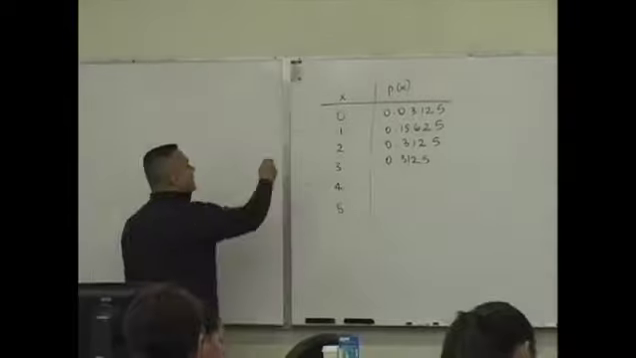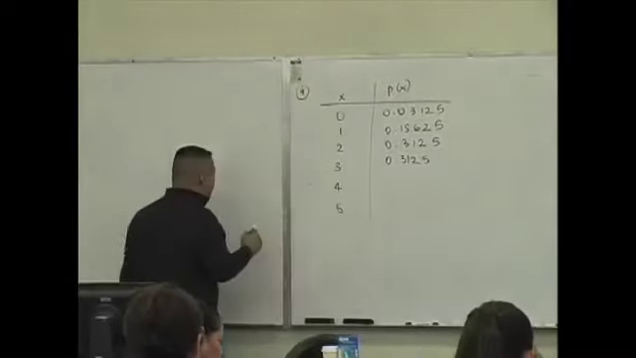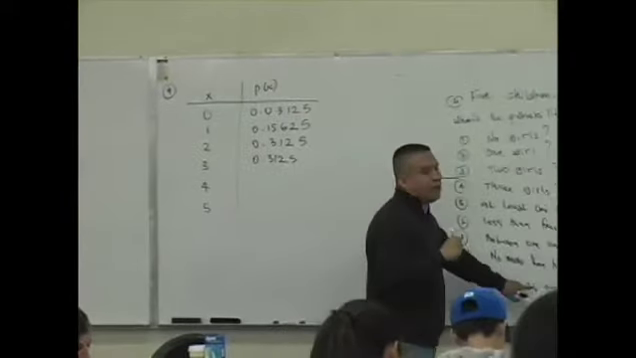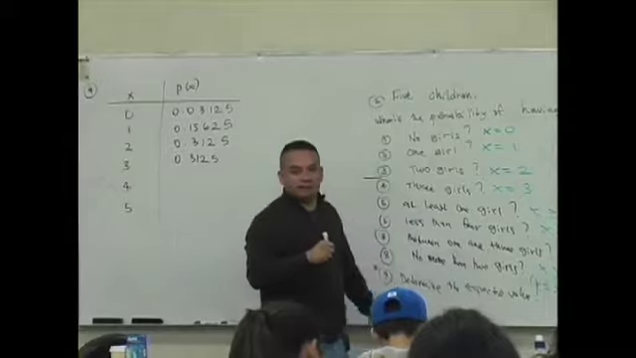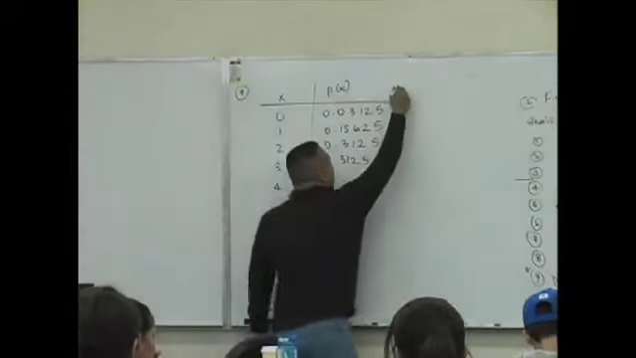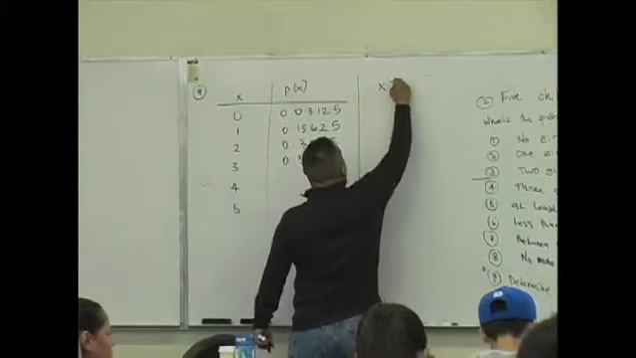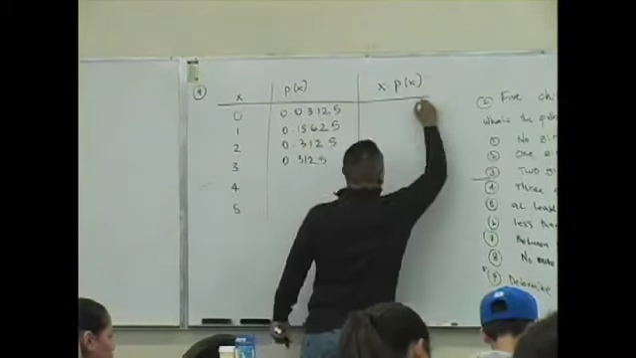Because question 9 is asking me to determine the expected value, or the expected number of girls here. Okay? So if I'm going to do that, what do I have to do? I have to determine the x times P of x column. And then what do I do with all those probability values? What do I do? You add them all up. You guys okay with this?